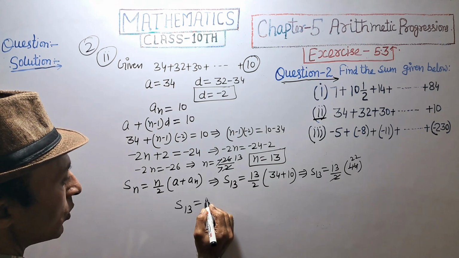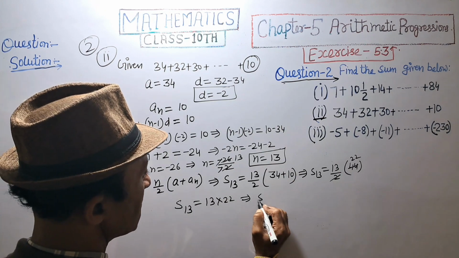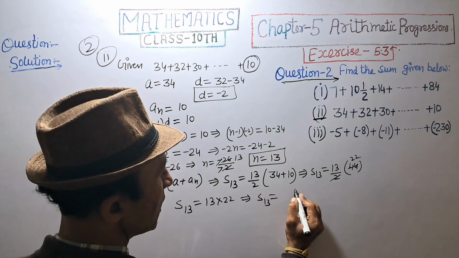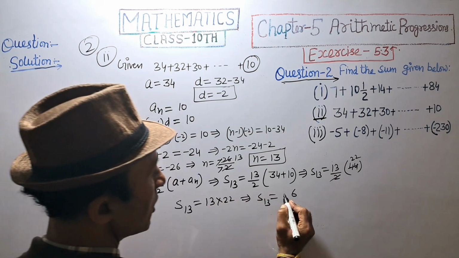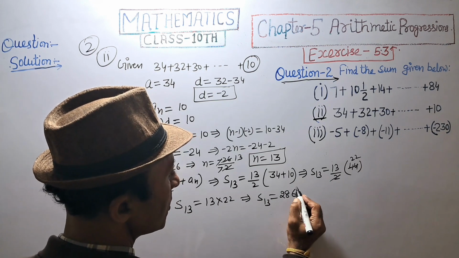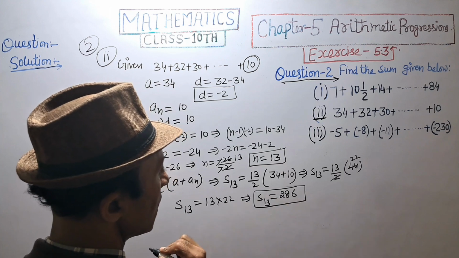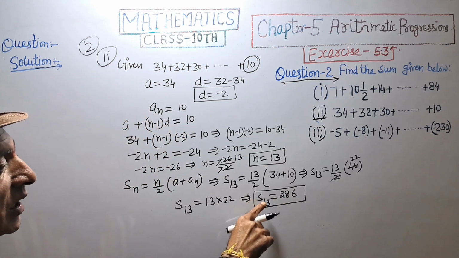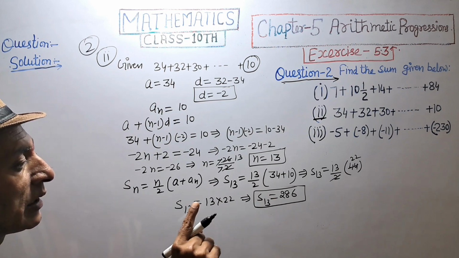S13 is equal to 13 multiplied by 22. This implies S13 is equal to 13 2s are 26, 13 2s are 26, 26 plus 2, 28. Sum of S13 is equal to 286.